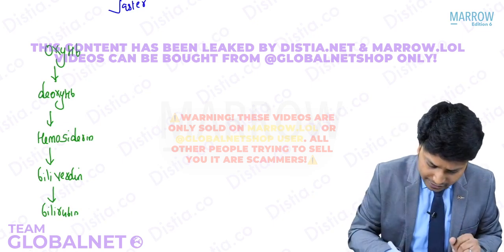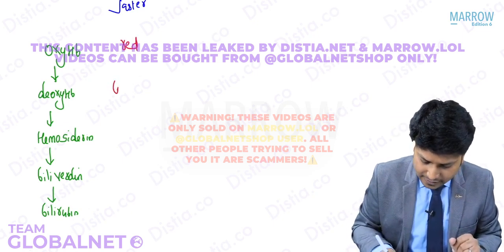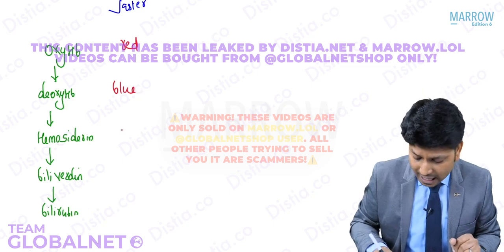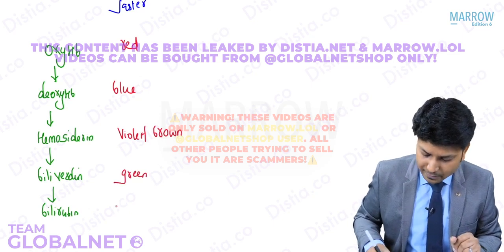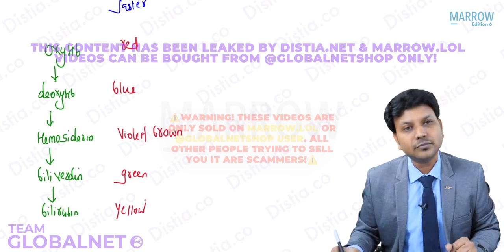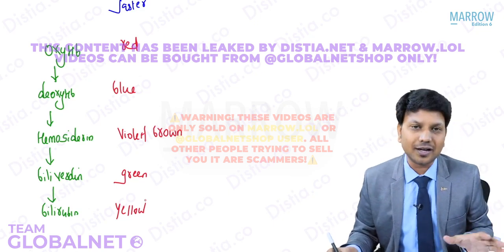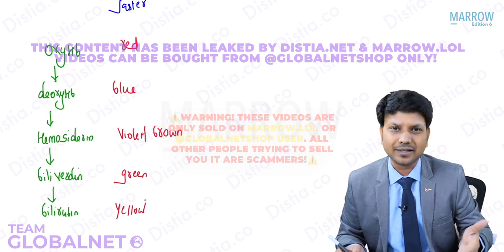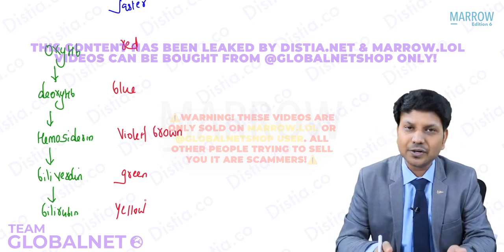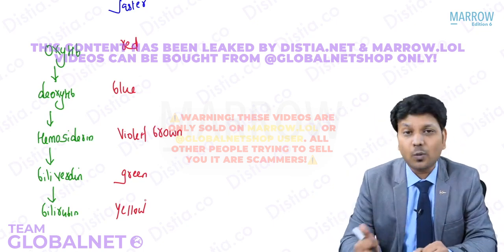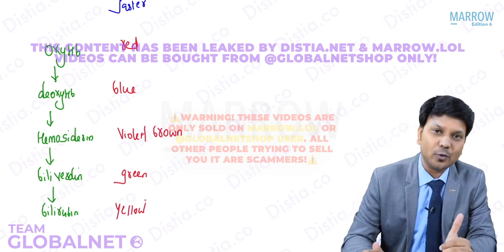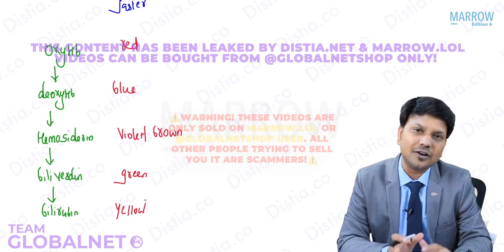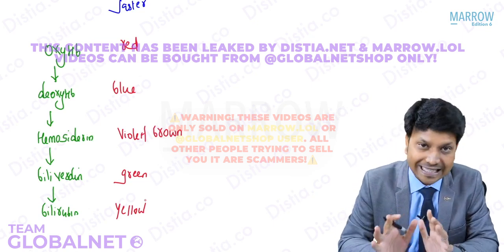What is the color of oxy? Oxy is red. Deoxy is blue. Hemosiderin is dark brown or violet. Biliverdin is green, and finally you get bilirubin, which is yellow. So these are the colors. A question can be like this: the patient has come with multiple contusions that look bluish in color. What is the pigment responsible? The pigment responsible is deoxyhemoglobin. You don't have to memorize it. Just understand the concept and you will be able to answer it very easily.